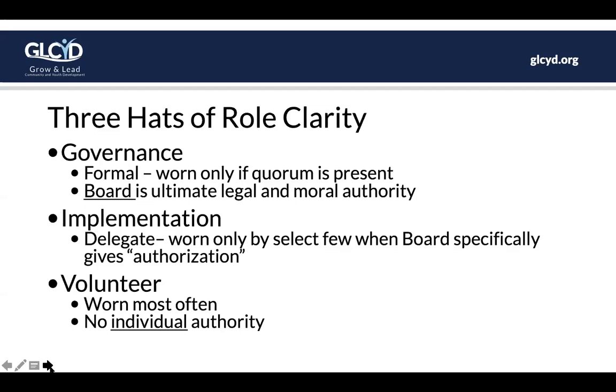And then the last one is the one that we wear the most often, the volunteer hat. So this is when you have no authority, but you are helping on behalf of the organization. So the story that I like to share, because we've all been in this situation, and I was the bad board member, right? I've been doing something and it's like, well, I'm a board member, so I will just do it right now because I'm a board member and it's my responsibility, even though I'm acting in a volunteer role. That's not something that you want to do.